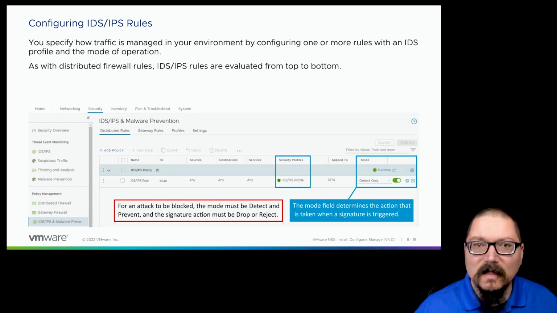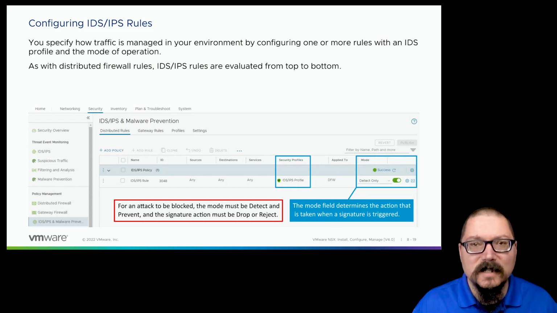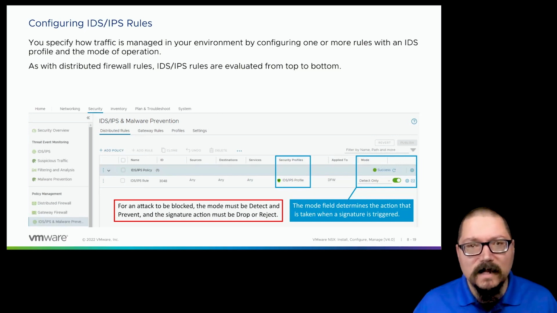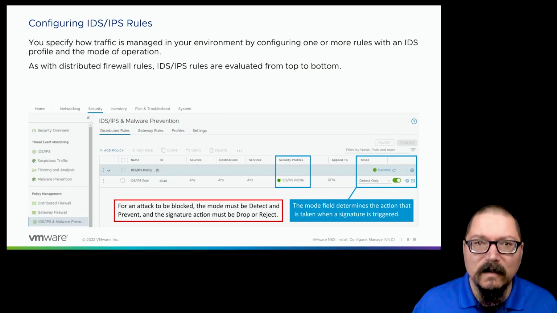We are back, and now that we've gone through configuring the intrusion detection and prevention system, it's time to look at configuring the rules themselves. How do we build the rules? In the security UI, we go into intrusion detection, IDS, IPS, and malware prevention, and we go to the distributed rules tab.